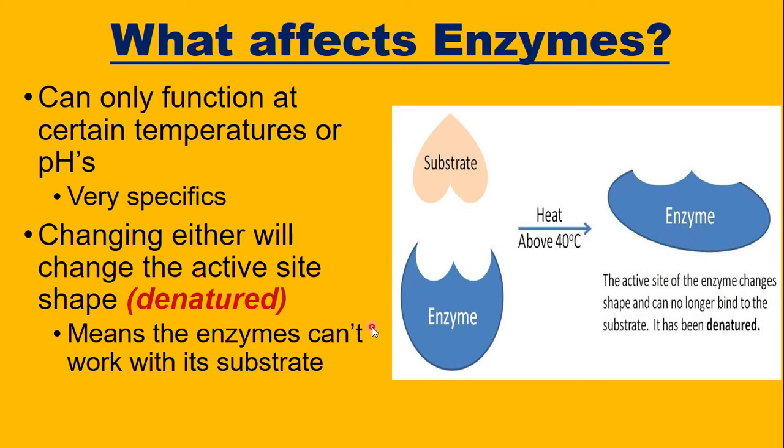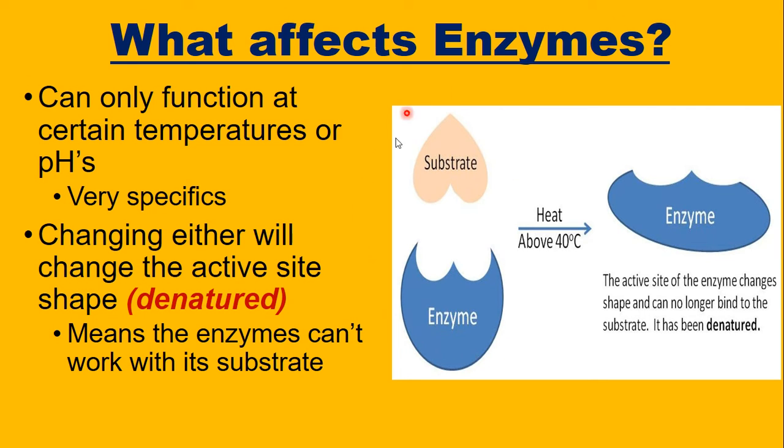But enzymes are specific. Remember, I said they're very specific to their substrate. Only certain substrates work with certain enzymes. But enzymes are also very specific to their environment. What I mean is they can only work at certain temperatures and at certain pHs. Each enzyme is different about what temperature and pH it is, but it is that. Side note, if you don't know what pH is, it's how acidic or basic something is.